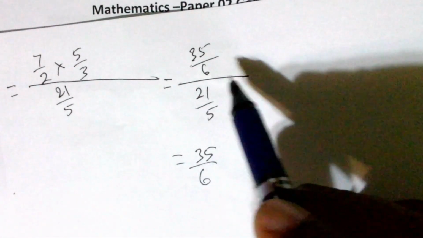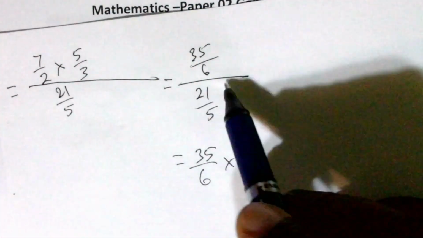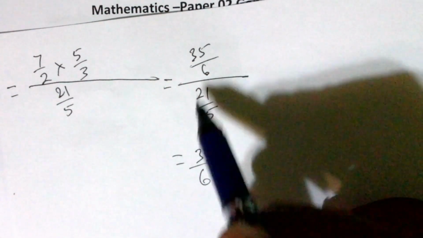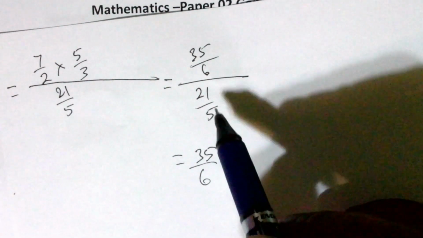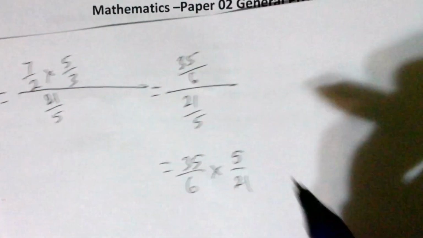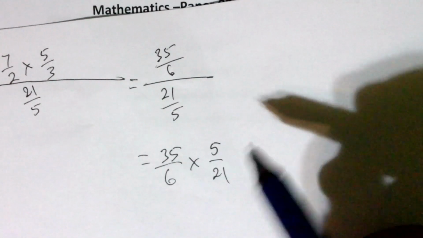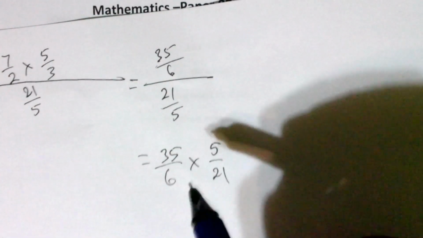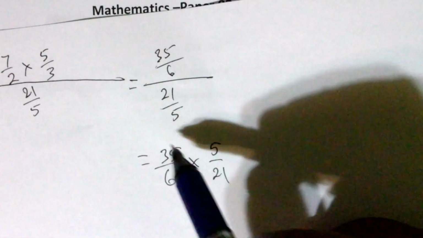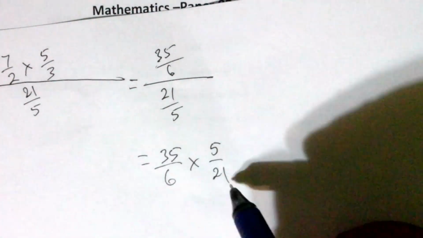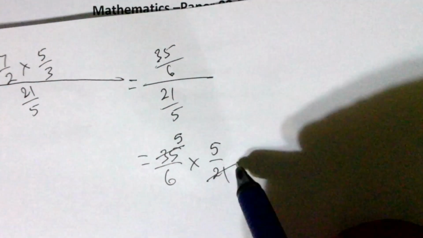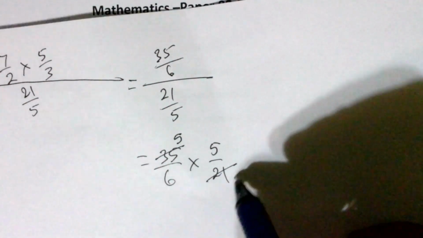I'm going to change this division to multiplication. So I'm dividing by 21/5, which is the same as multiplying by the reciprocal. The reciprocal of 21/5 is 5/21. And then we're going to look at numerator and denominator to see if we see a factor that's higher than 1. Preferably the highest number that can enter a numerator and a denominator. So here we have a numerator and a denominator, and 7 can enter both. 7 goes into 35 5 times. 7 goes into 21 3 times.